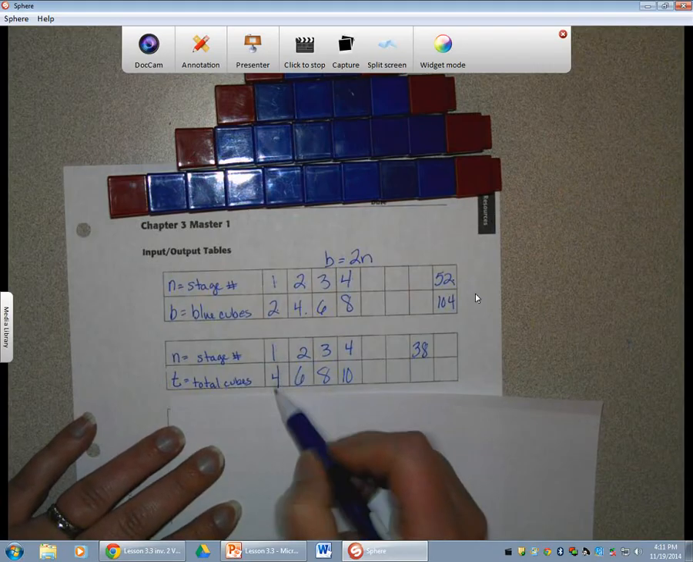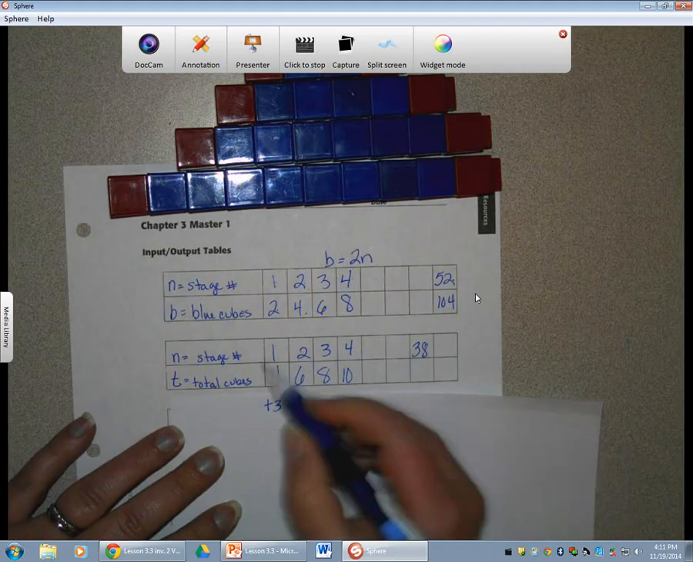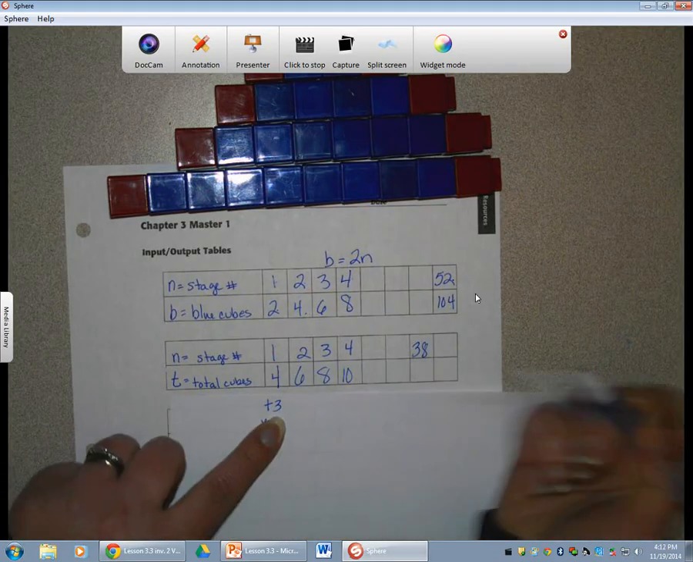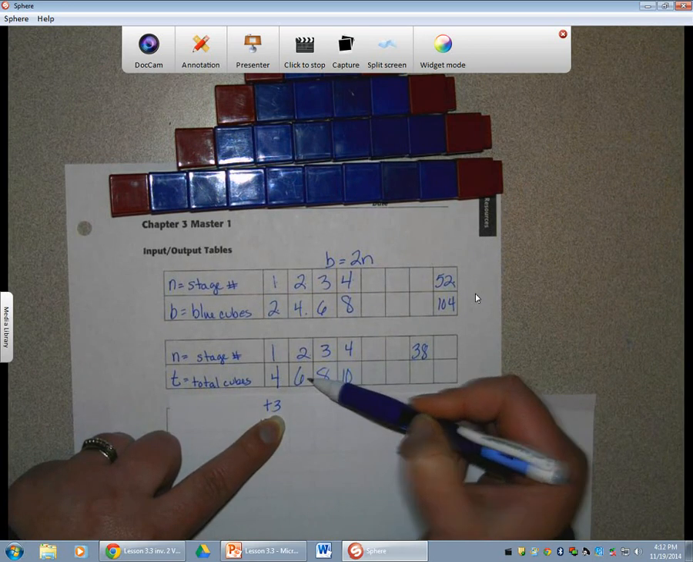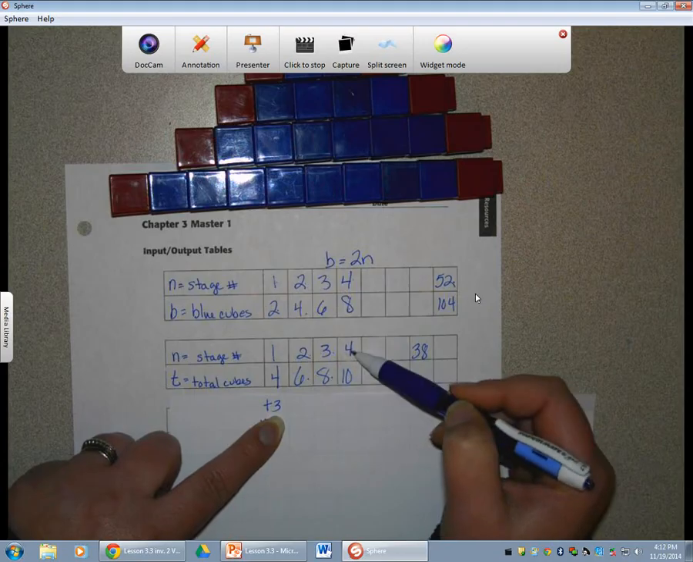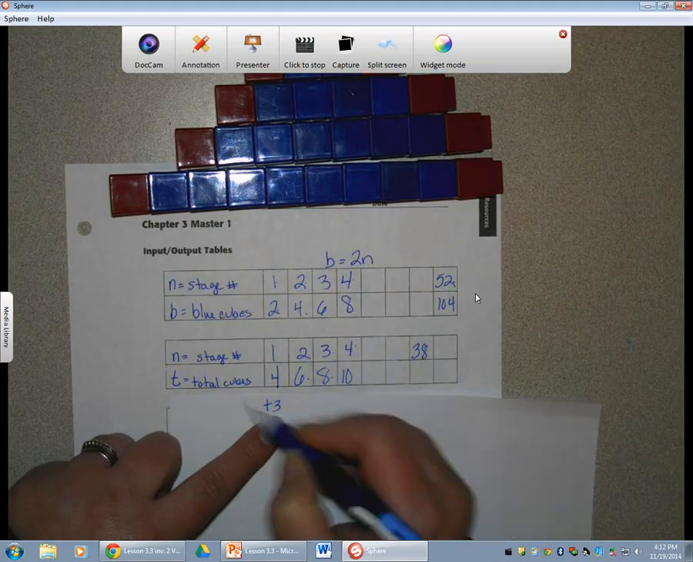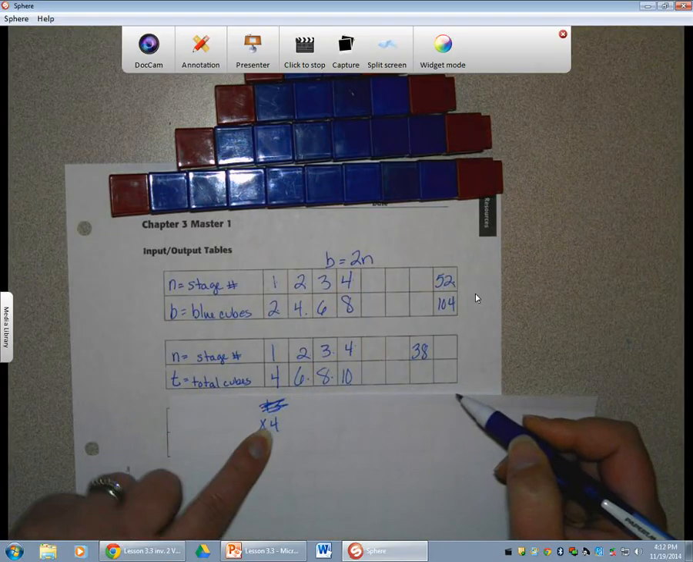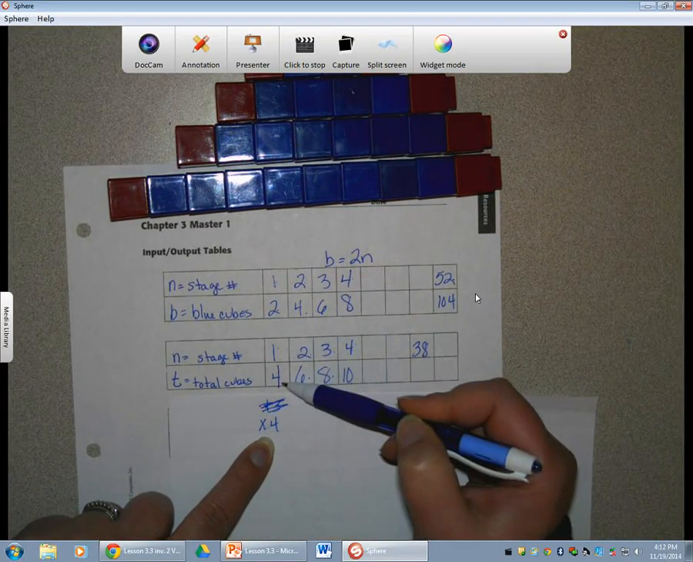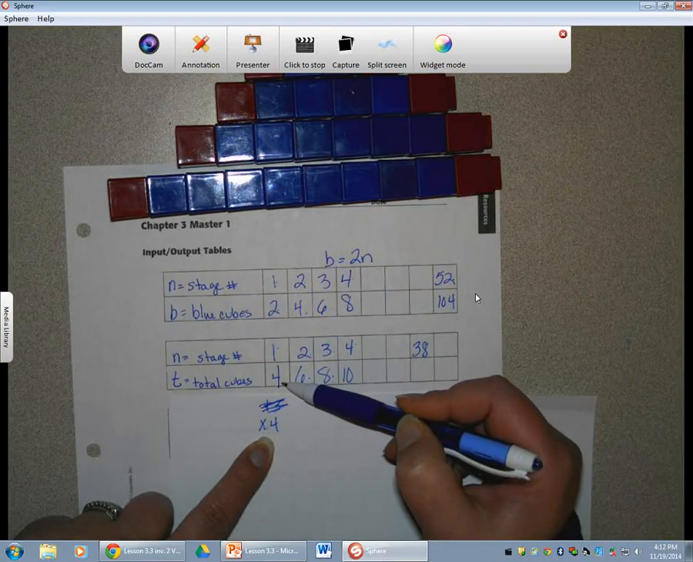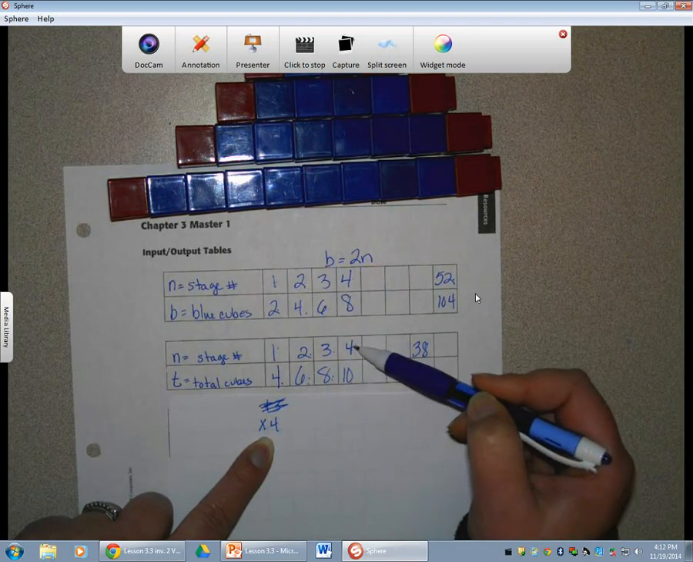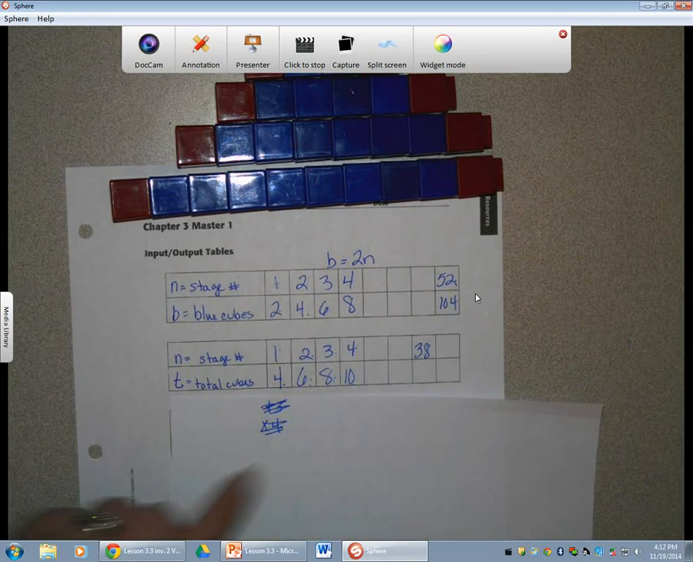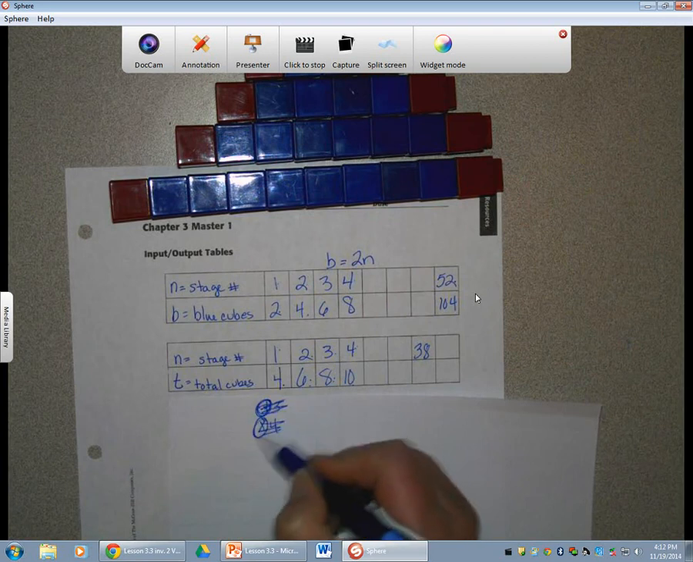To get from 1 to 4, I could do plus 3. I could also do times 4. So we're just going to look at plus 3 first. 1 plus 3 is 4. 2 plus 3 is not 6 though, and 3 plus 3 is definitely not 8, and 4 plus 3 is definitely not 10. So that's not it. So let's look at times 4. 1 times 4 is 4, but 2 times 4 is not 6, and 3 times 4 is not 8, and 4 times 4 is definitely not 10.